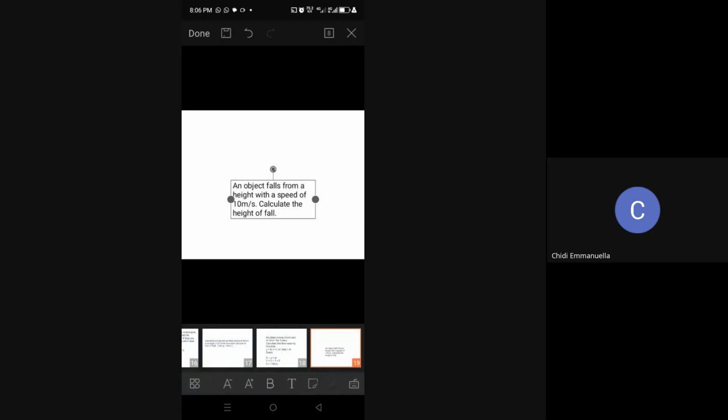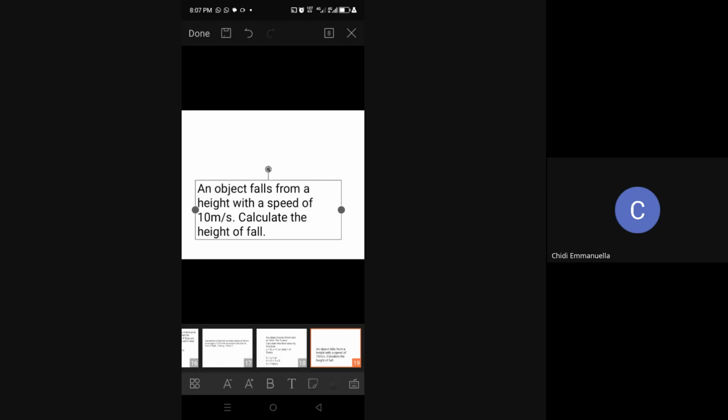Okay, are you seeing the question? Yes, sir. An object falls from a height with a speed of 10 meters per second. Calculate the height it falls from.